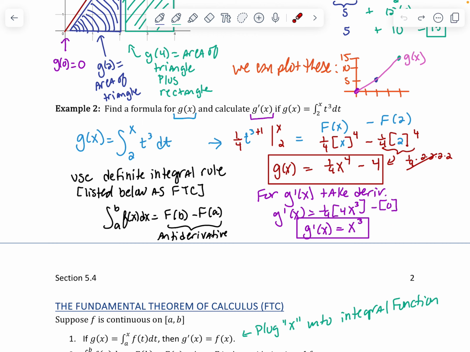Now the important piece to recognize here is that my g function was unknown, but I was integrating t cubed. Notice I have x cubed. This is going to be a key component of the next video.